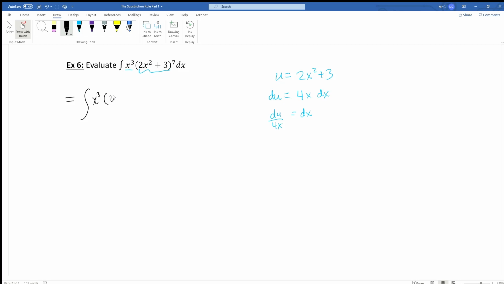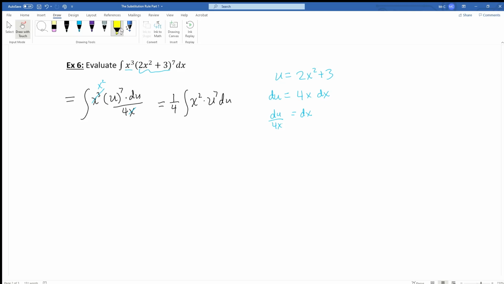So when I plug in u here, I'll get u to the 7th power. When I substitute dx, I'll get du over 4x. And notice, well, x cubed over x is just x squared, so that's progress. And 1 over 4 is a constant, so I can pull that out of the integral. And then I just have x squared times u to the 7th du inside. I've got to get rid of that x, though.